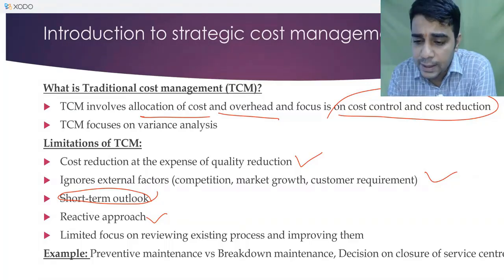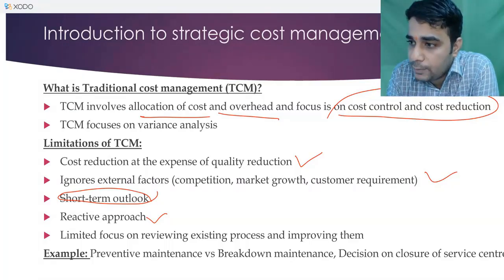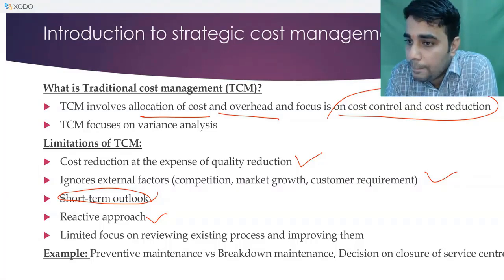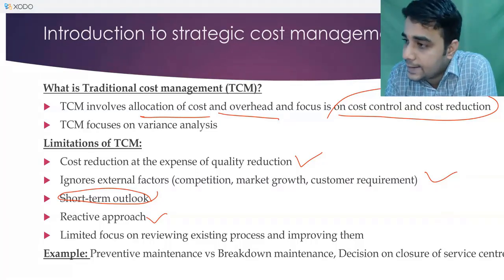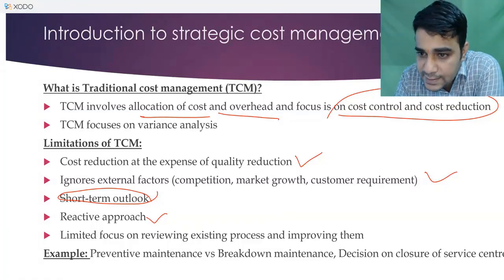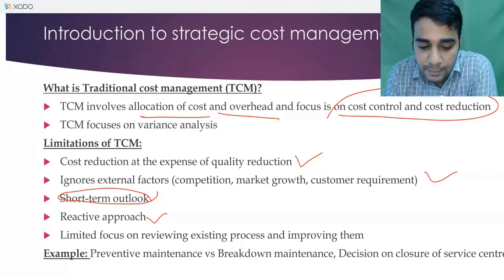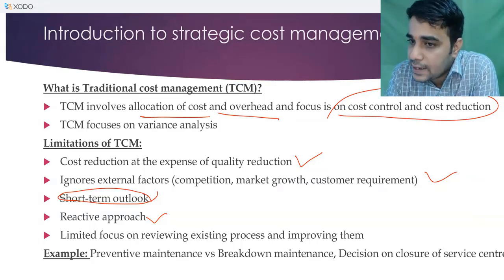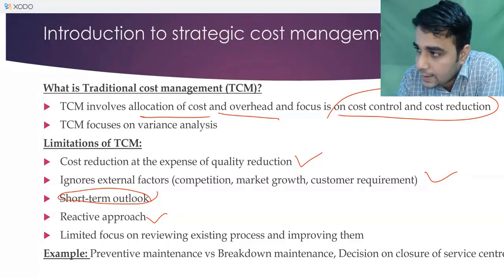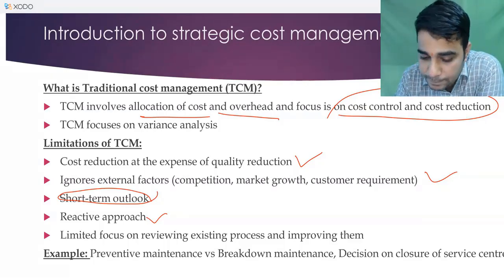Some examples: preventive maintenance versus breakdown maintenance. I don't want to do preventive maintenance because I feel it's an extra expenditure. But if you feel that's an extra expenditure, that's an unnecessary headache for the company. It's not an extra expenditure for the company.